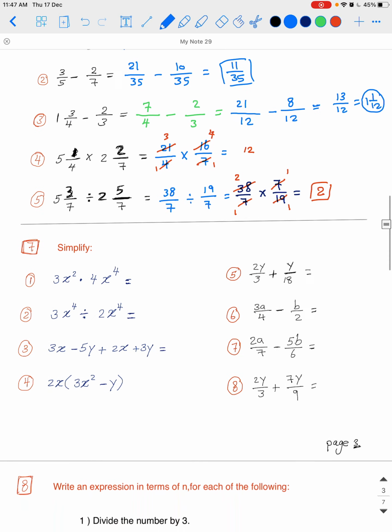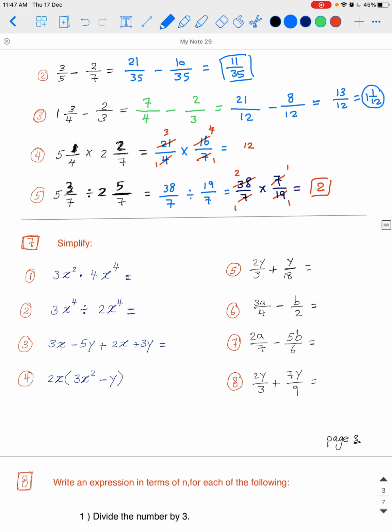Okay, let's go for the next one. 3x^2 multiplied by 4x^4. So number with number, 3 multiply 4, that's 12. x^2 multiply x^4 is x^6, because I will add the powers or the answers.